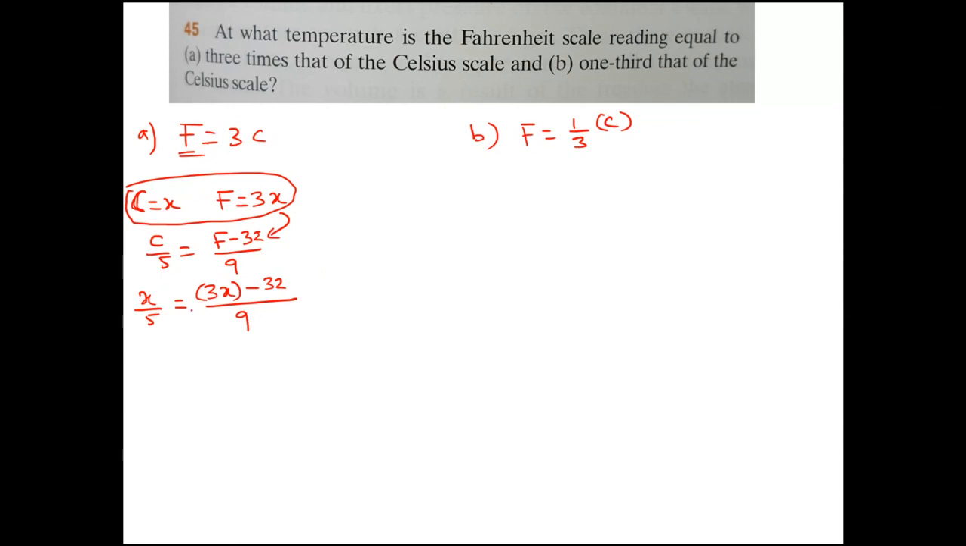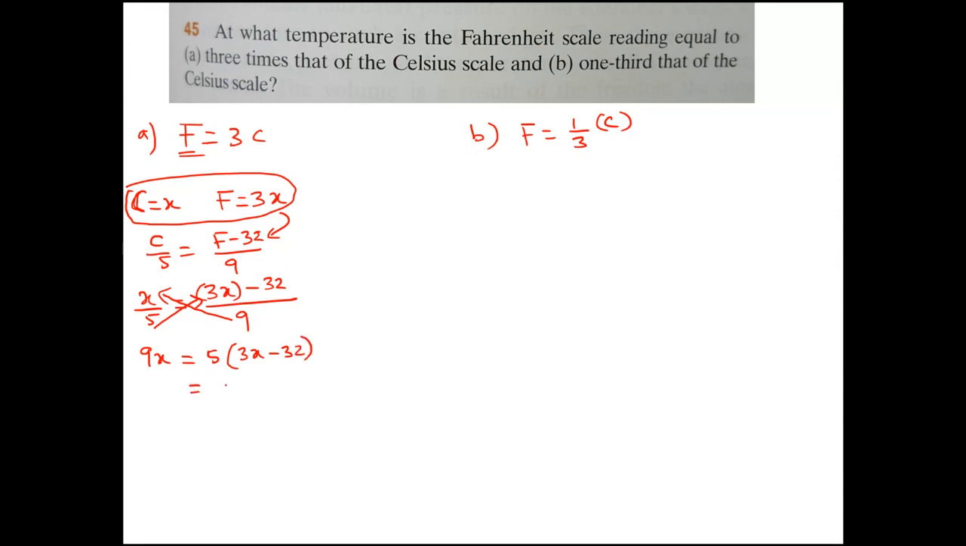So I can move this 9 to the left hand side of the numerator. I can move this 5 to the right hand side of the numerator. So this equation becomes 9x equal to 5 multiplied by (3x minus 32).